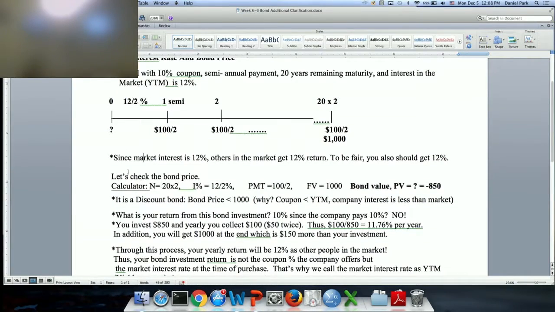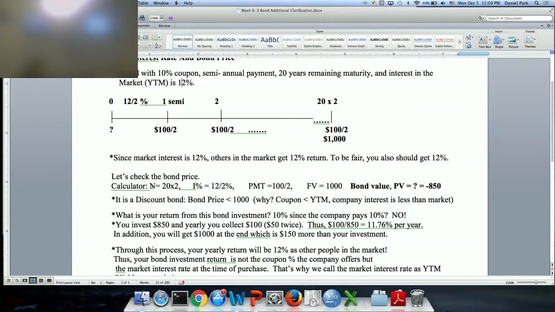So, because the current market rate is 12%, other investors, maybe your friends who invest in other places in the market, will get 12% return. And then to be fair, you should also earn 12%, because in the current market you can get 12% in other places. But look at that. The company says we're going to pay 10% interest. This is the company's interest payment. In the market, you can get 12%. So it looks like the company pays 2% less than the market.